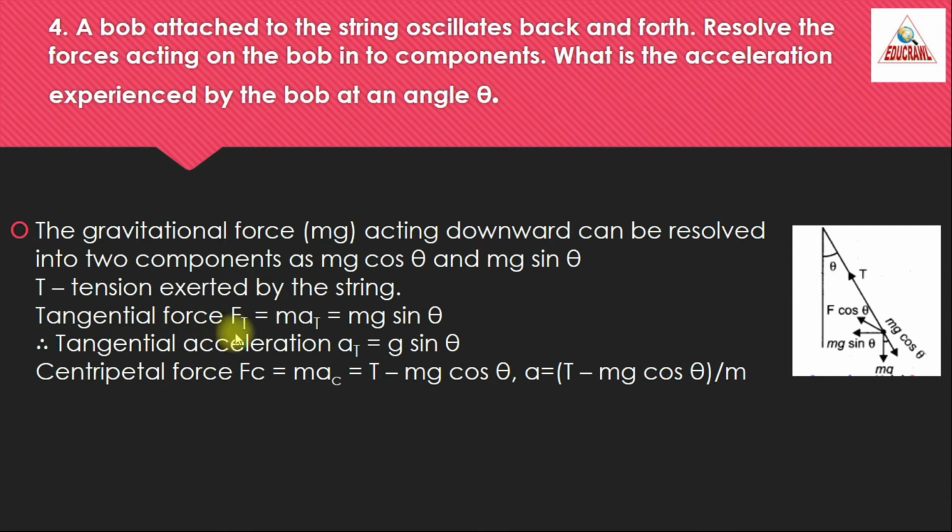So the tangential force F_T is given by m into a_t, which is balanced by the mg sin theta component. Hence the tangential acceleration is given by a = g sin theta. And the centripetal force is given by Fc = ma, which is equal to T minus mg cos theta. Hence acceleration is equal to T minus mg cos theta, the whole divided by m. So the acceleration experienced by the bob at an angle theta is T minus mg cos theta, the whole divided by m.